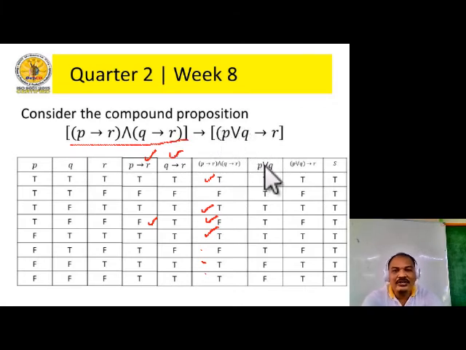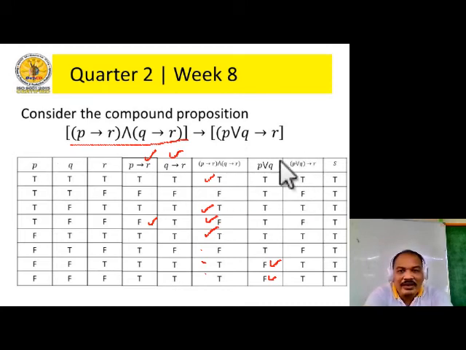Now, the P or Q. The P or Q, as long as we have true, then the statement will become true. So true, true, true, true. If both of them are false, then that will be the time this will become false. So we have only one row for false. We are dealing with the P and Q.